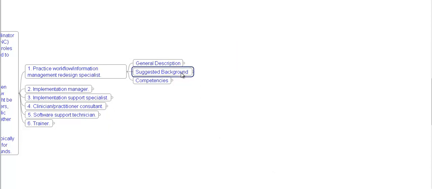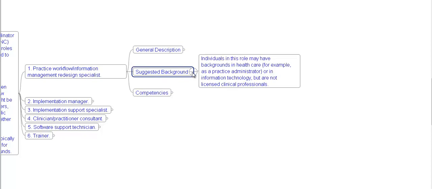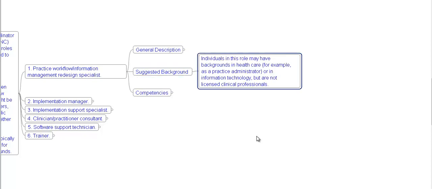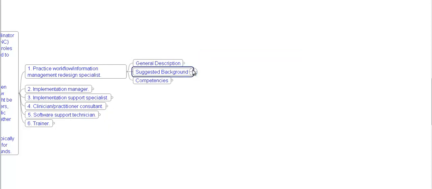Suggested background. I'll read it again. Individuals in this role may have a background in healthcare, for example as a practice administrator, or in information technology, but are not licensed clinical professionals. Competencies.